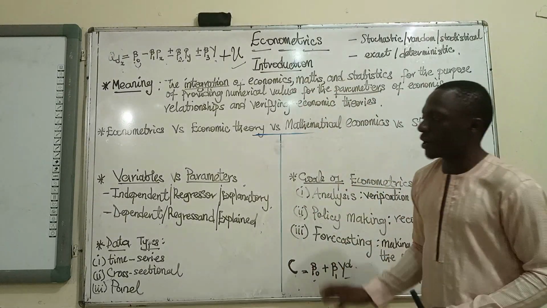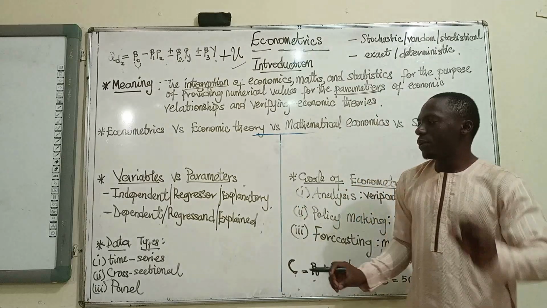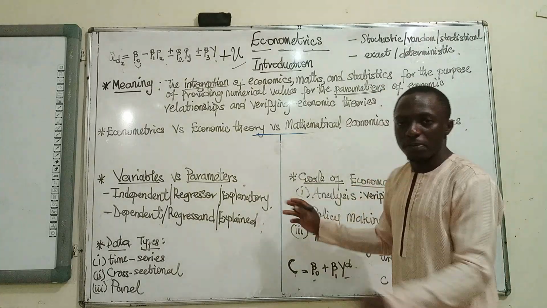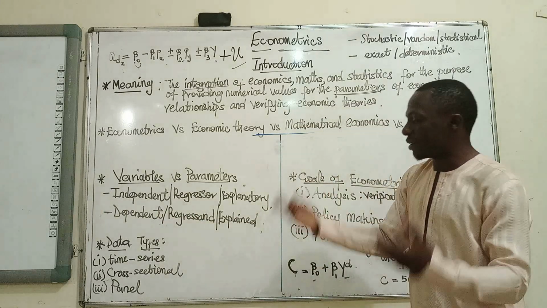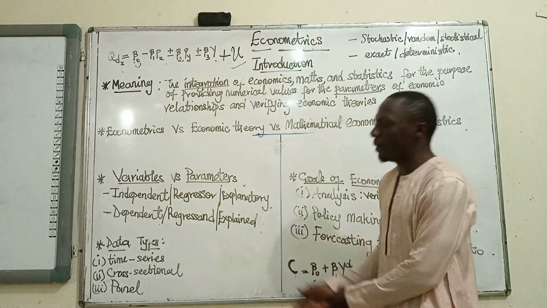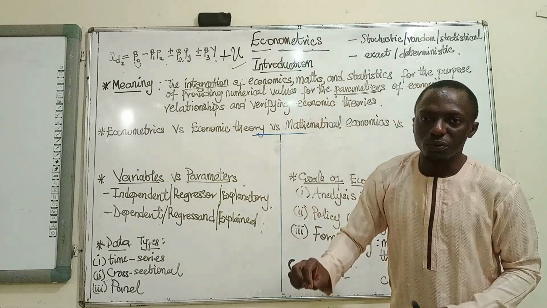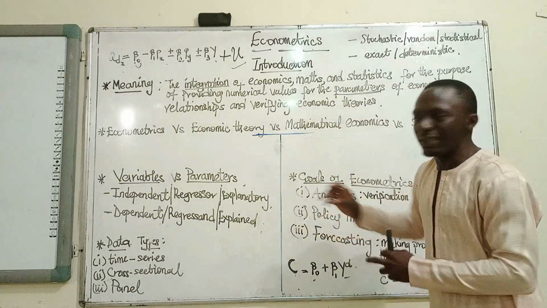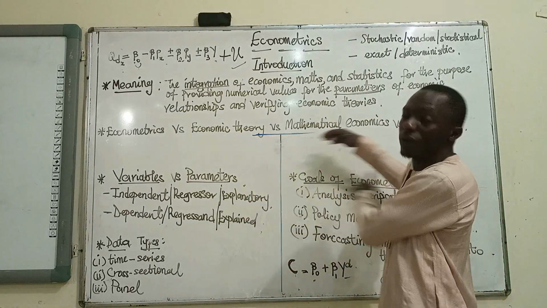4 variables, 4 parameters. Now, variables are categorized into 2. We have the independent variables, also known as the regressors or explanatory variables, and we also have the dependent variables, also known as the regressand or the explained variable. Dependent simply means this variable has its value based on all other variables in the model. That is, you cannot ascertain its value alone without working with all other variables.